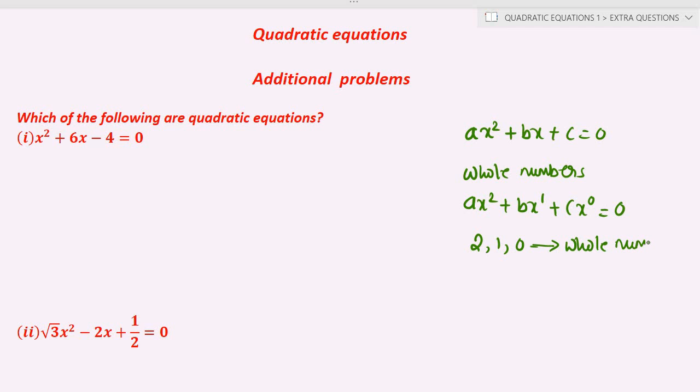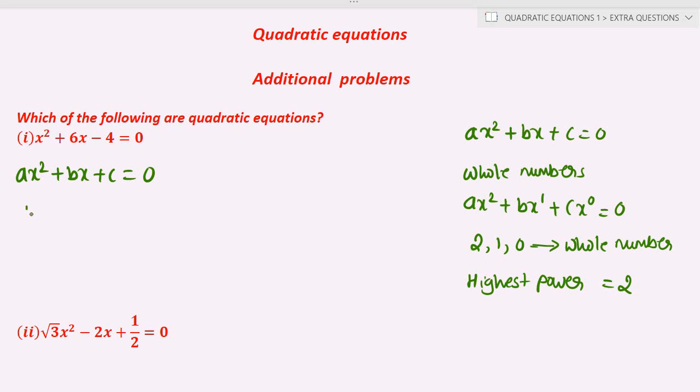And in order to call any equation a quadratic equation, the highest power should be how much? Highest power should be equal to 2. So therefore, let us compare this equation with the standard form of the quadratic equation, that is ax square plus bx plus c is equal to 0.